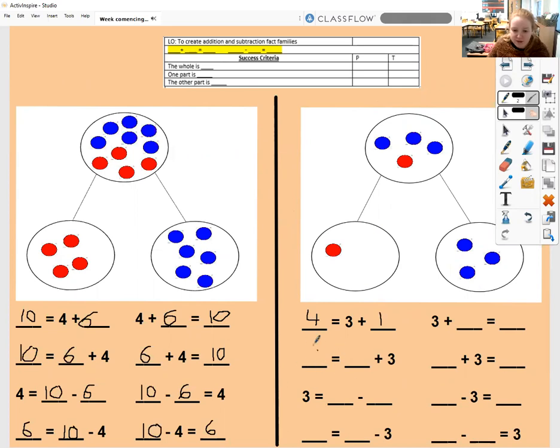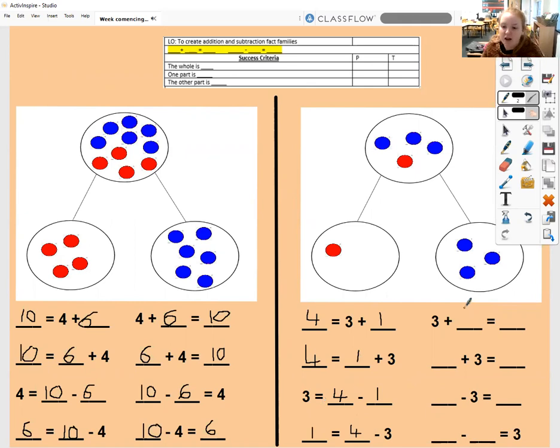Now it's asking for my whole, which is 4, equals my first part plus my other part. So my other part is 3, which means my first part is 1. Again, this is now a subtraction, so I know that my whole goes before my subtraction symbol, and my whole is 4. And my remaining part is 3, which means my first part is 1. Again, subtraction, so my whole goes before my subtraction symbol. 4 subtract 3, which is my first part. My remaining part is 1. 1 equals 4 subtract 3.